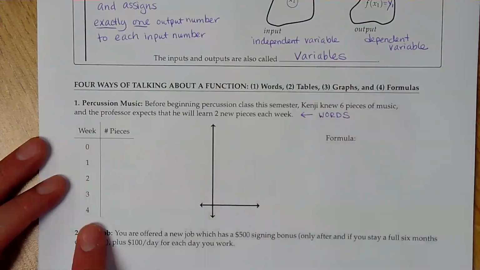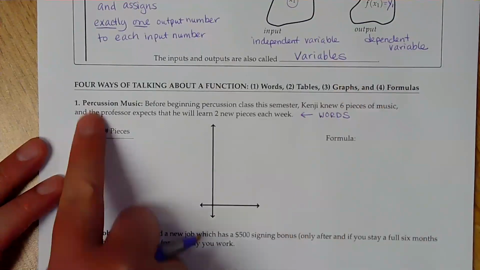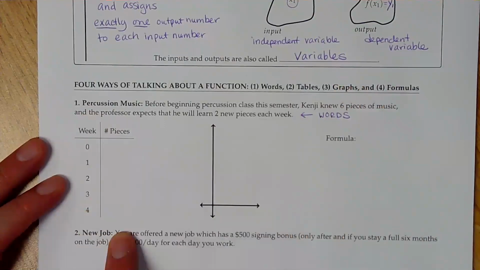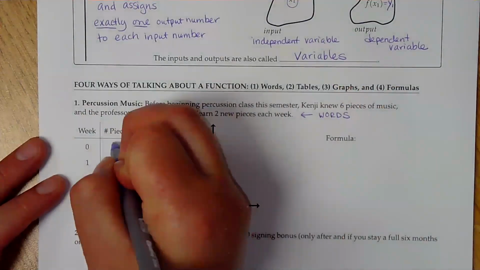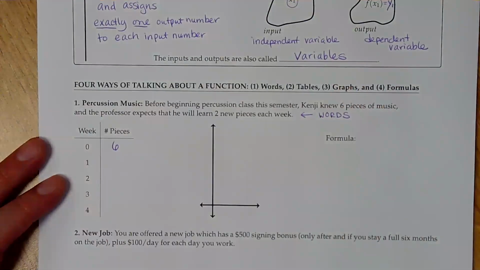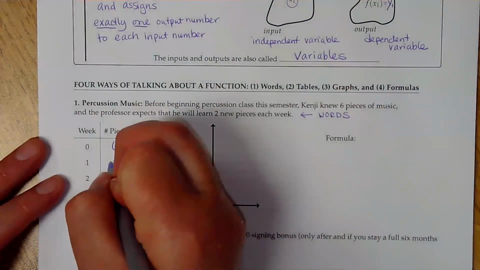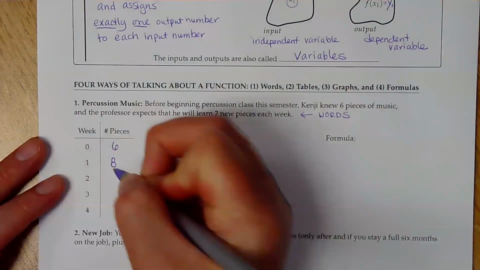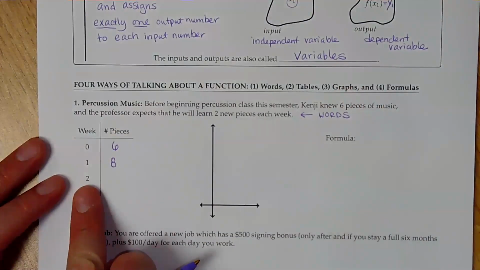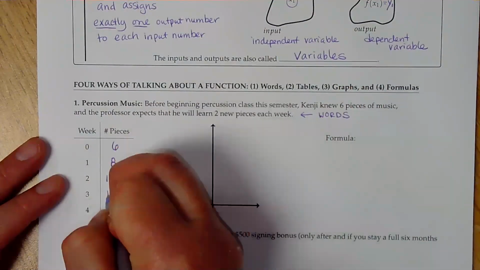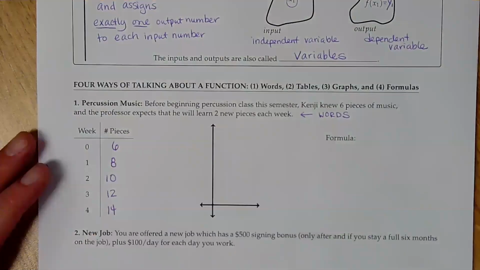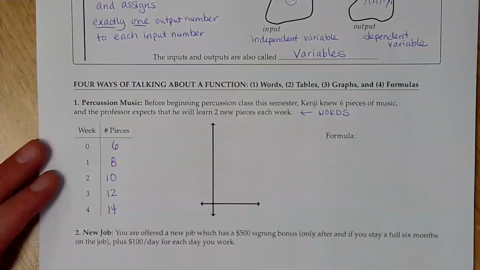This is going to be our table over here. So in week 0, so these are our inputs here, and then we're going to put our outputs over here. So in week 0, so before he starts the class, he knows 6 pieces of music. At the end of the first week, he's supposed to have learned 2 new pieces of music. So that would bring his total up to 8. At the end of the second week, he'll learn 2 more. So he's at 10 pieces, and then 12, and then 14, and so on. Okay. So there's a table that represents our function.